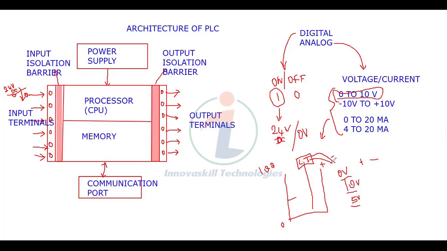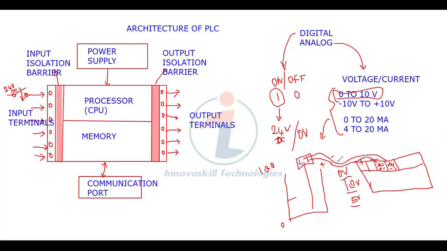What we have to do is connect this to the PLC's analog input. For example, if this is a PLC, first the power supply will be there. After that, input terminals will be there. This is the first analog input, it will be mentioned as analog input 1 like this. This will be mentioned as positive, and this will be mentioned as negative. So we have to connect like this.